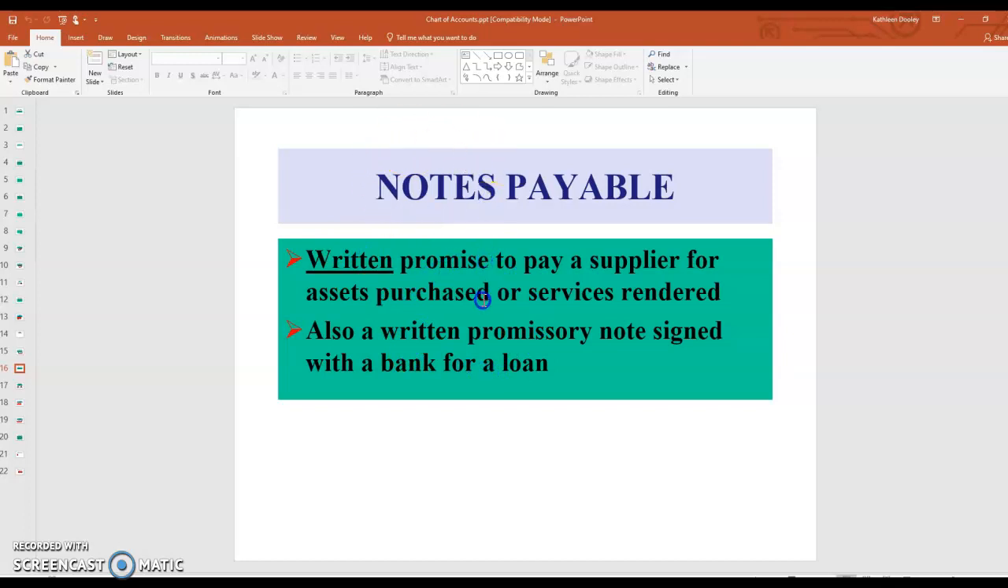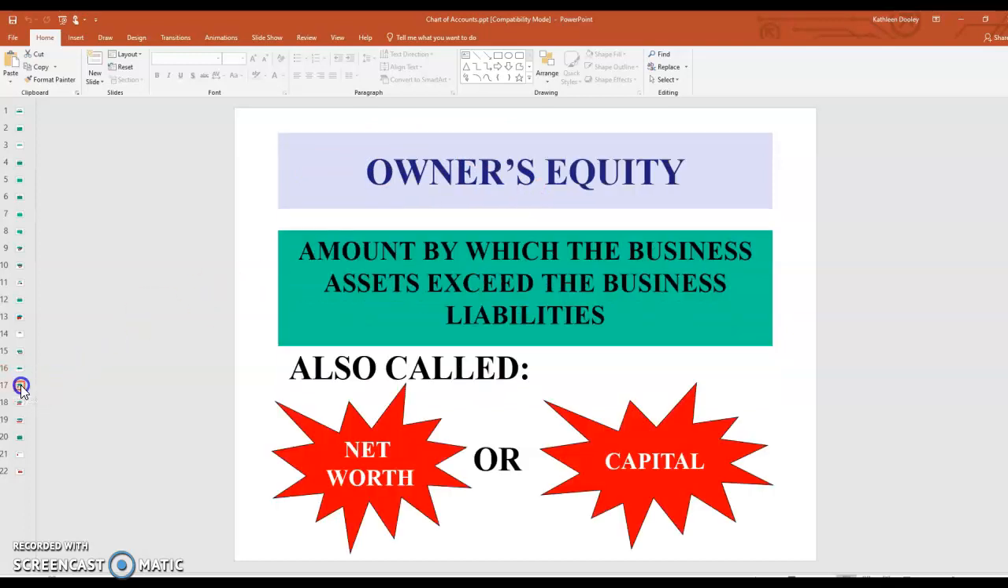It's still the same thing. We owe out right now today. We're going to have to pay it in the future. And so it is a liability account. It's just notes payable because there's a written promise instead of accounts payable, which is an unwritten promise.